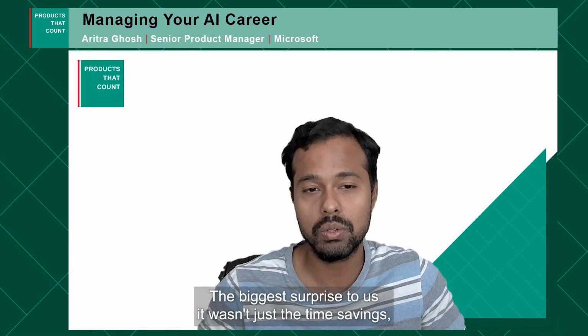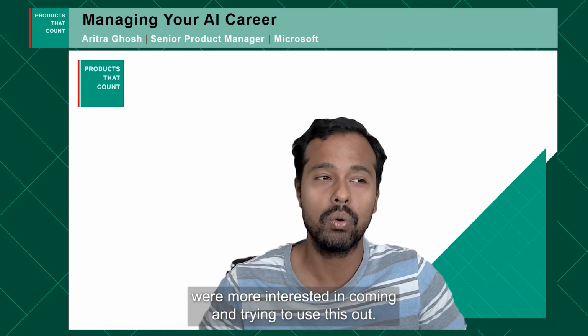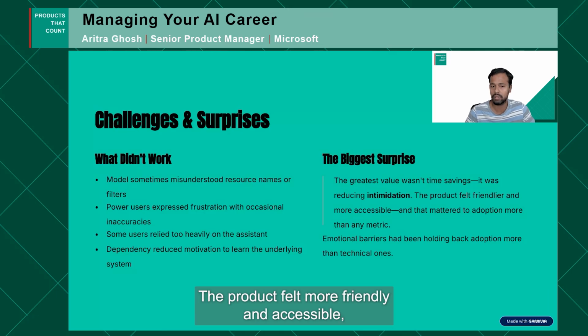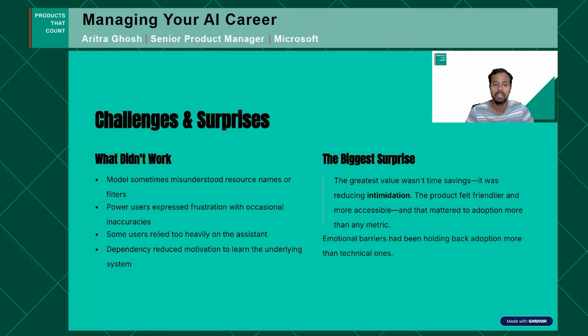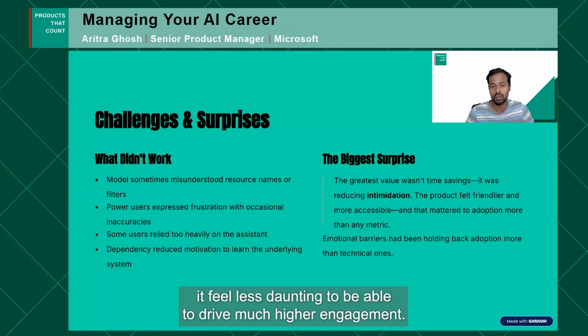The biggest surprise to us wasn't just the time savings, it was reducing the sense of intimidation. It was the fact that users were more interested in coming and trying this out. The product felt more friendly and accessible, which mattered more for driving adoption than any productivity metrics. And mostly it was the emotional barriers more than the technical ones. The fact that it made it feel less daunting, we were able to drive much higher engagement.